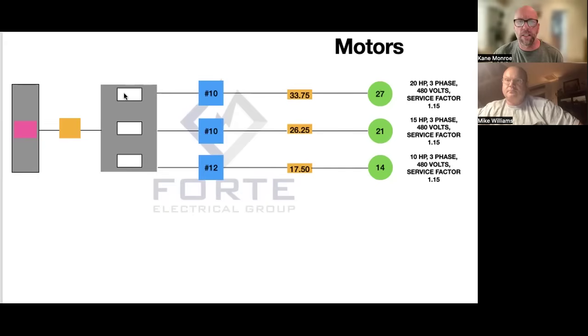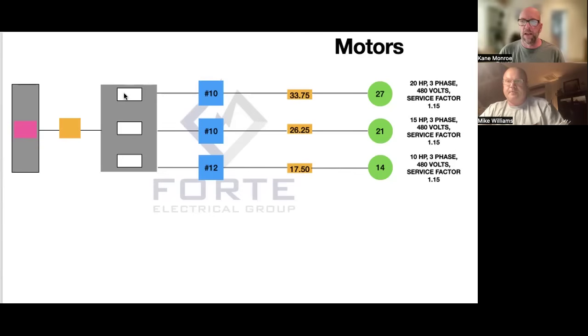Now we bring it over here to step number 4, a dual element polyphase motor. That's going to give us a percentage of 175%. So we take our FLC, which is 27, and multiply it times 1.75. That's 47.25.